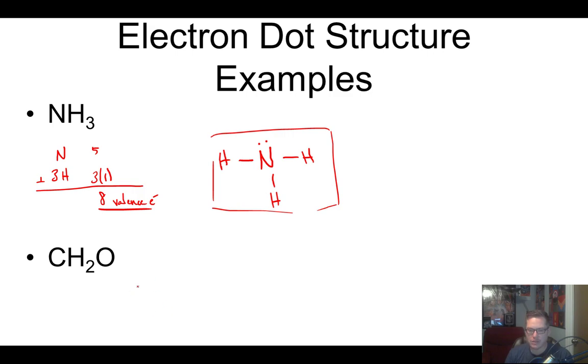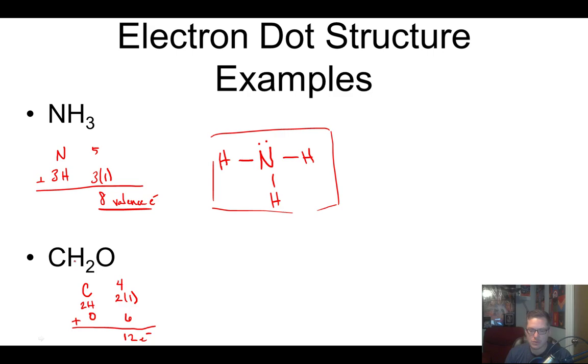All right, now let's try CH2O. So we've got a carbon, 2 hydrogens, and an oxygen. We're going to figure out how many valence electrons we have to work with. Carbon's in group 4A, so it's got 4. Hydrogen's got a valence of 1, and then oxygen has 6. So this would be 4 plus 2 times 1 plus 6, so that's 12 electrons. So we've got 12 valence electrons to work with.